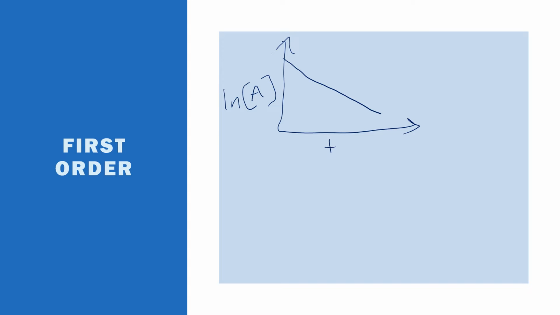So first order, the straight line graph will be natural log of the concentrations versus time. The slope is still negative k, which is nice. The y-intercept is the natural log of the initial concentration. Don't forget that the units for k is just your inverse time unit.